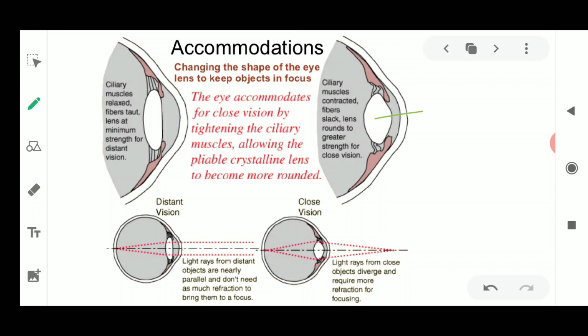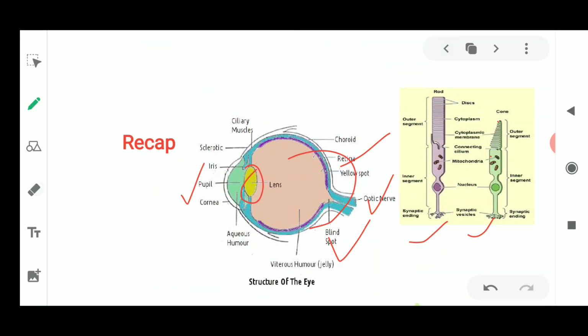Now, accommodation: the eye accommodates for very close vision by tightening the ciliary muscles and allowing the crystalline lens to become more round. All the function of accommodation is based upon the ciliary muscles. Where are these ciliary muscles present? You can see in this diagram where the ciliary muscle is present.